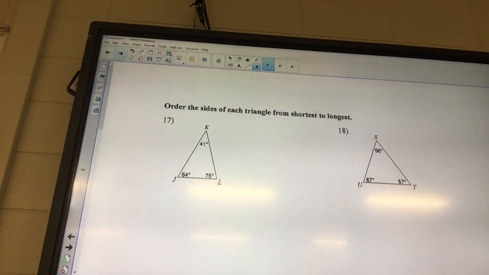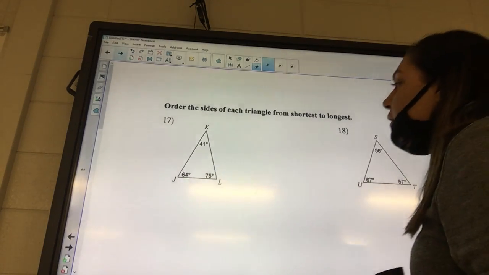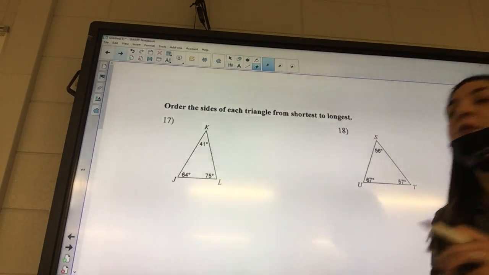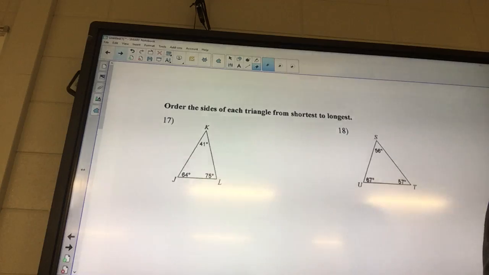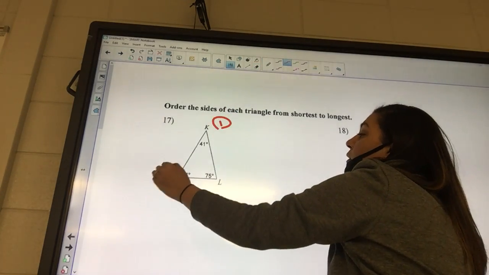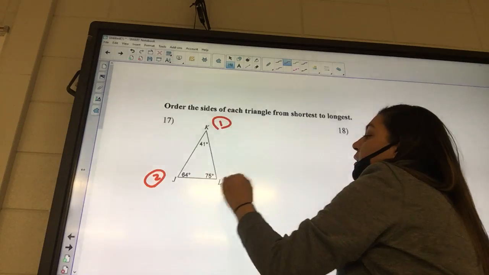Okay, the next one says order the three sides from shortest to longest. Okay, these ones, start by labeling them. So I got 41, 64, and 75. Which is the smallest? 41. Second smallest? 64. And the third is going to be 75.